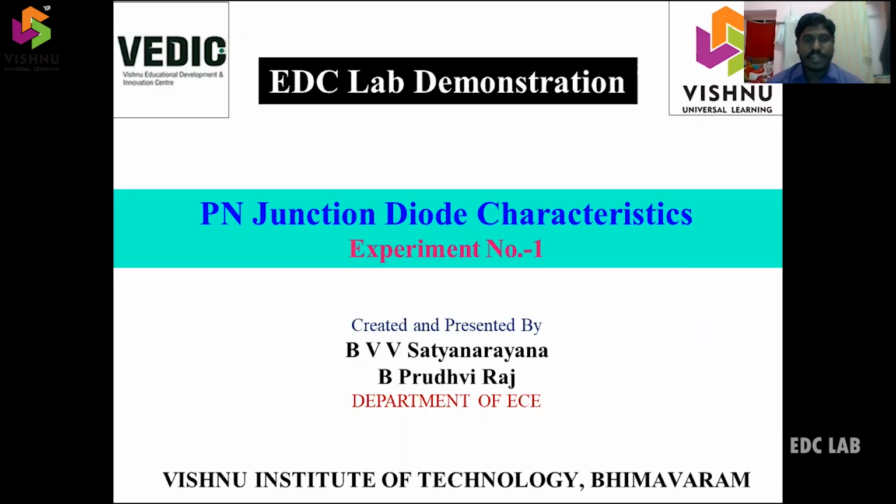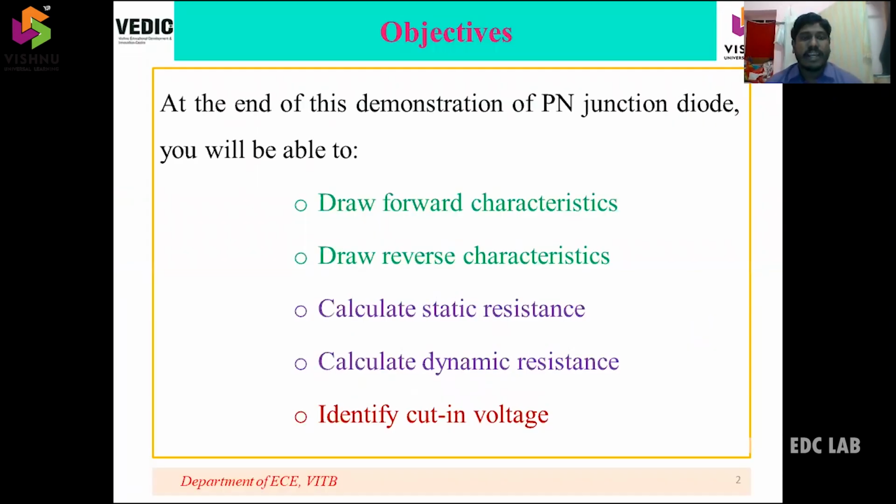The first experiment in Electronic Devices and Circuits Lab is PN junction diode characteristics. At the end of this demonstration of PN junction diode, you will be able to draw forward characteristics, draw reverse characteristics, calculate static resistance, calculate dynamic resistance, and identify cut-in voltage.